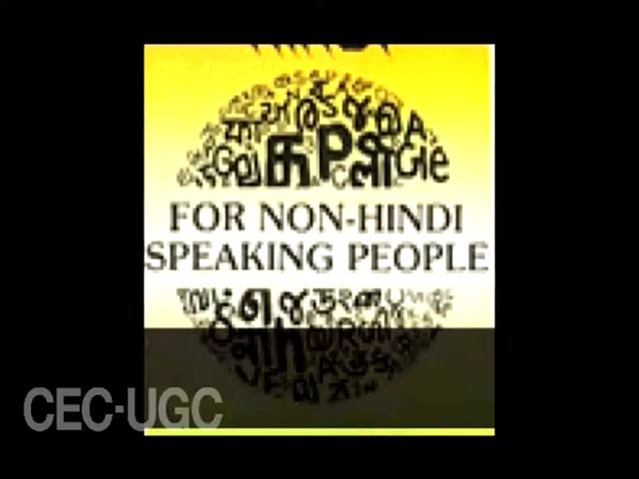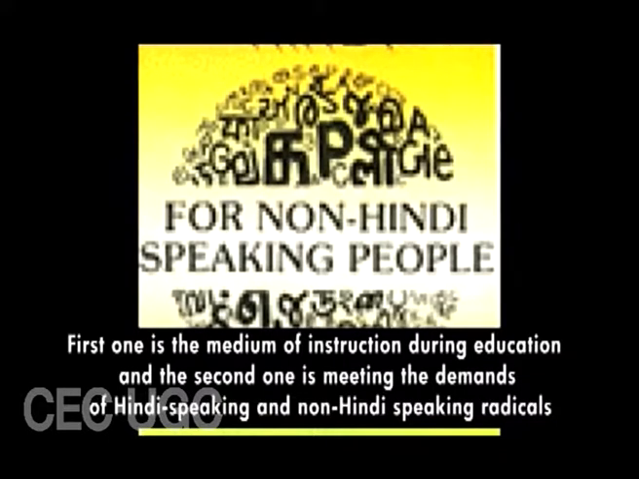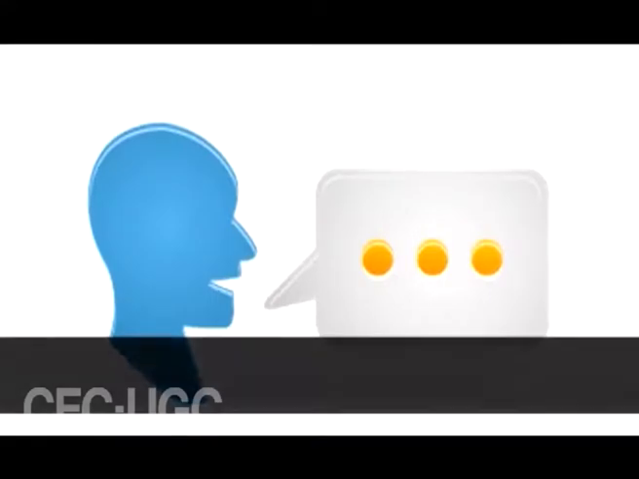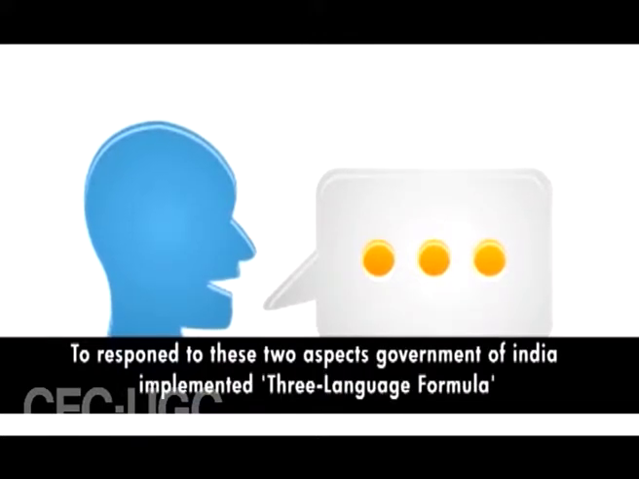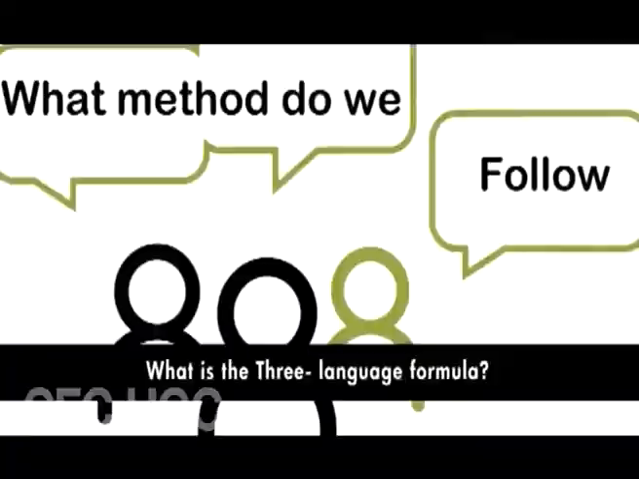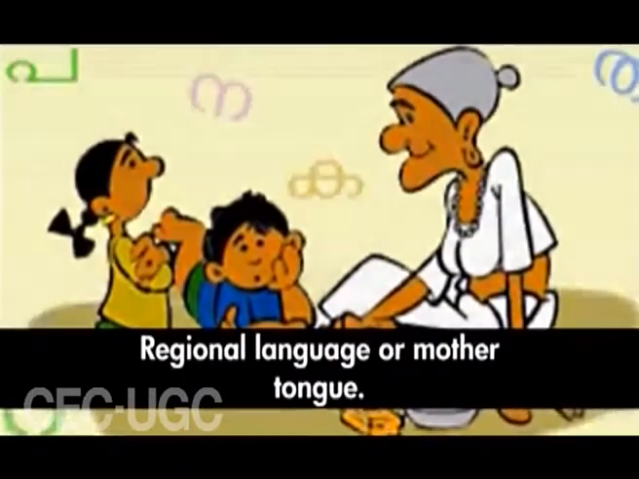The first one is the medium of instruction during education, and the second one is meeting the demands of Hindi speaking and non-Hindi speaking radicals. To make a response to these two aspects, the Government of India implemented the three language formula. Now, what is the three language formula? The first one is teaching the regional language or mother tongue.